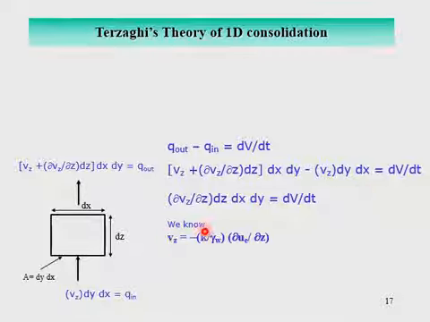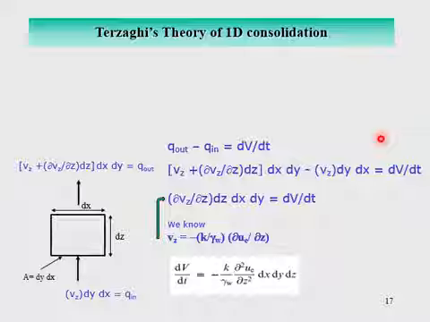We know from the previous slide that v_z is equal to minus k over gamma of water, curly u over curly z. That was the equation that we derived using Darcy's equation. Now you can replace v_z here, put the v_z here, and you will get this equation.